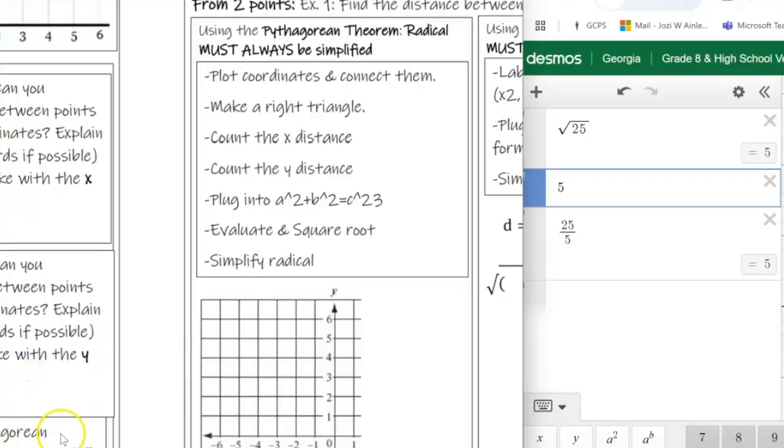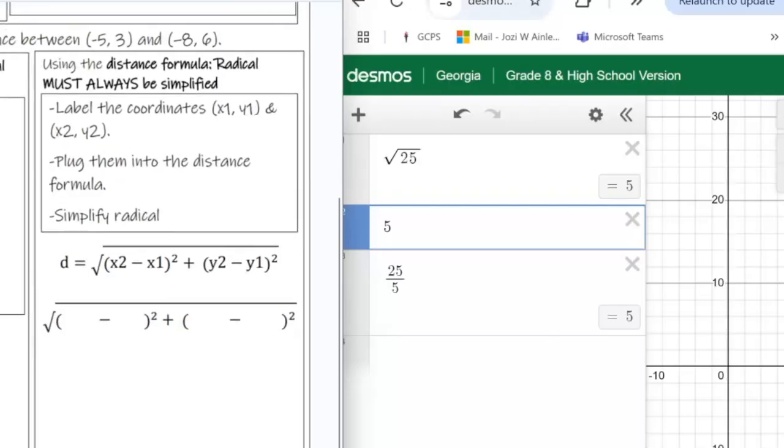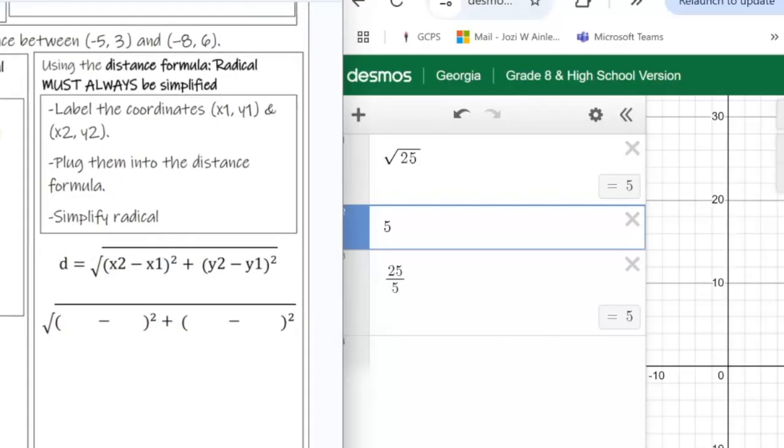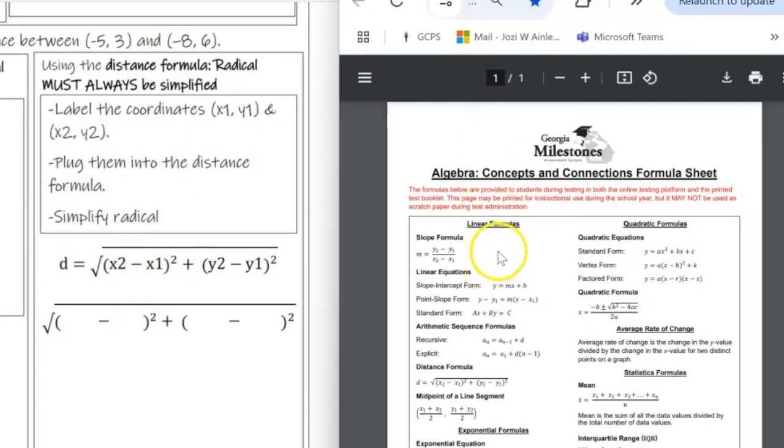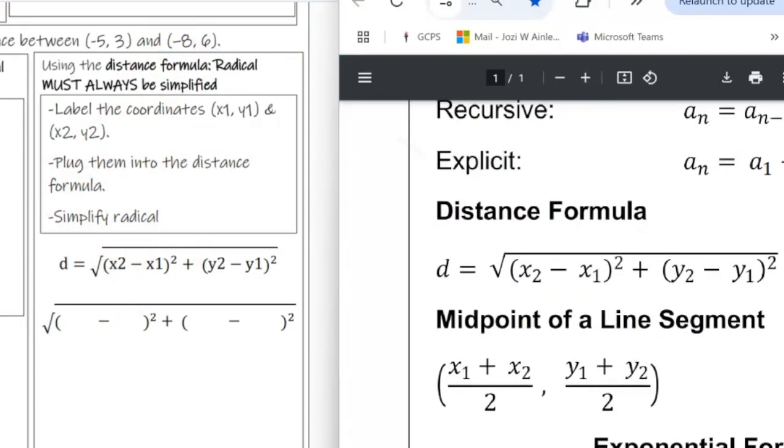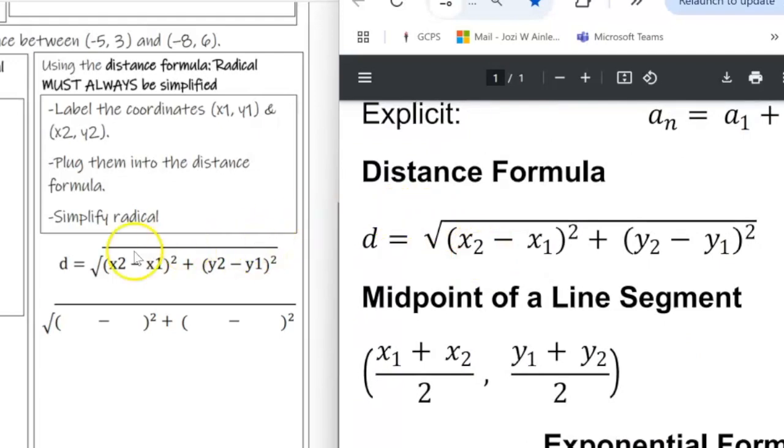All right, then the last thing that I'm going to show you is the distance formula. So now I'm going to use the distance formula to find the distance between 2 points. All right, so I'm going to start off with my formula sheet because the distance formula is in the formula sheet. So you can see I've copied it exactly. It's x2 minus x1 in parentheses squared plus y2 minus y1 in parentheses squared, and then you take the square root of all of it.